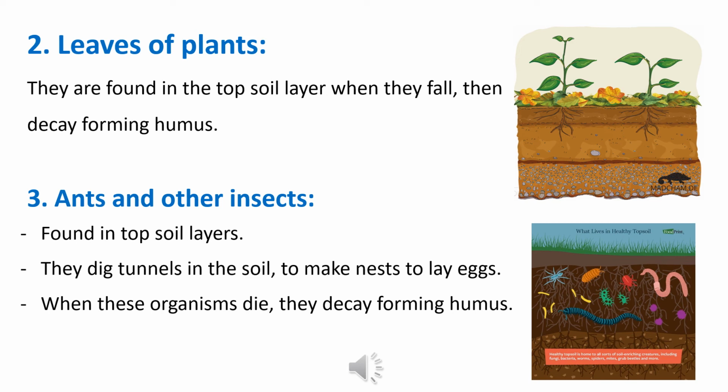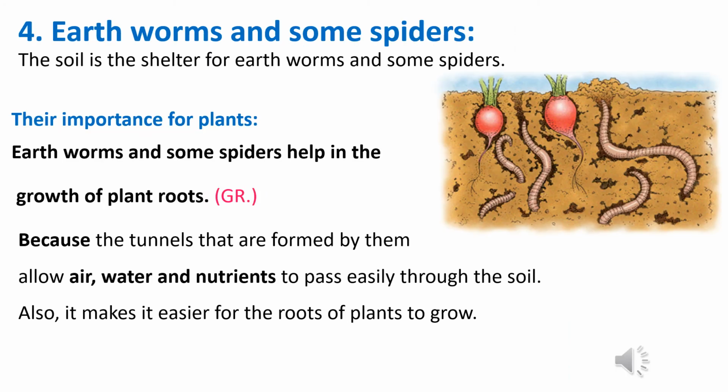Ants and other insects are found in the topsoil layer. They dig tunnels in the soil to make nests to lay eggs. When these organisms die, they decay, forming humus. Now let's talk about the earthworms and some spiders. The soil is the shelter for earthworms and some spiders.